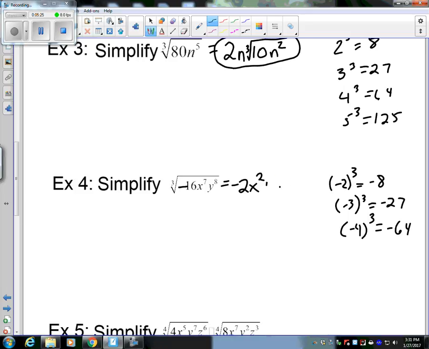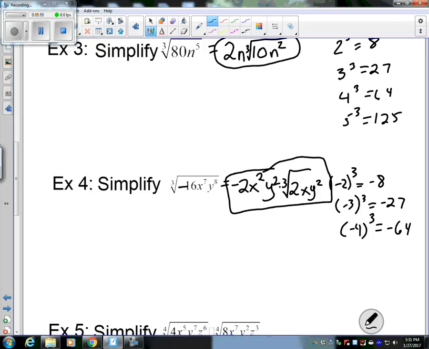Y squared. And then we have the cube root. Negative 16 divided by negative 8 is positive 2. And then we had 2 groups of x's that came out, leaving us with 1 x, because the cube root of x to the 6th is x squared. And y's, there should be 2 y's left. And nothing to simplify anymore. So this is the answer.